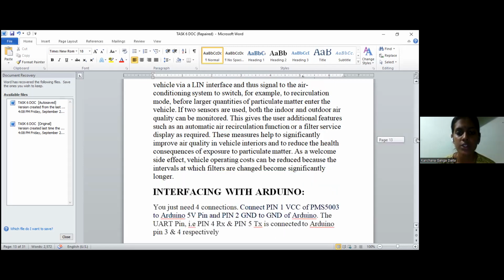Vehicle operating costs or any other operating costs can be reduced by filtering these, because if the air is already filtered, there is no need for any other filters, right? So that is one of the significant uses of it.